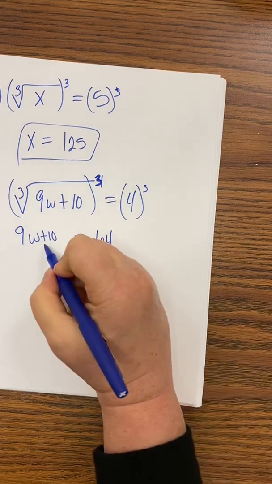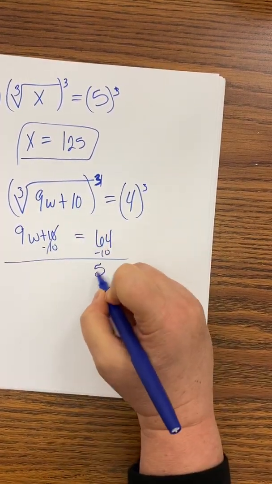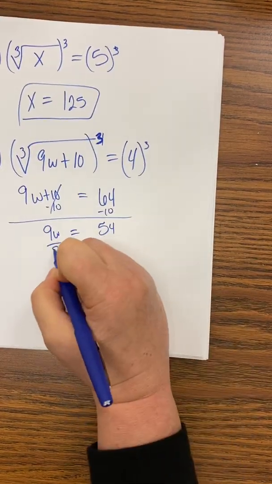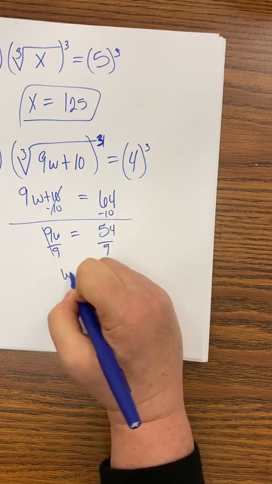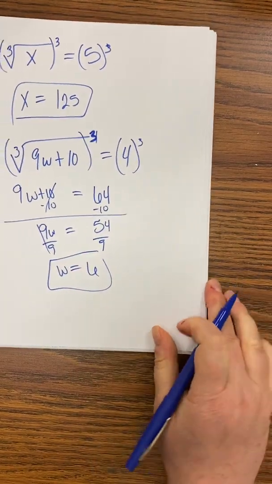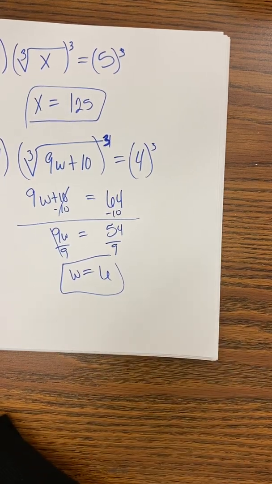And then you subtract 10, which is 54. And then divide by 9. W equals 6. And that's that one. All right, one more problem on this lesson.